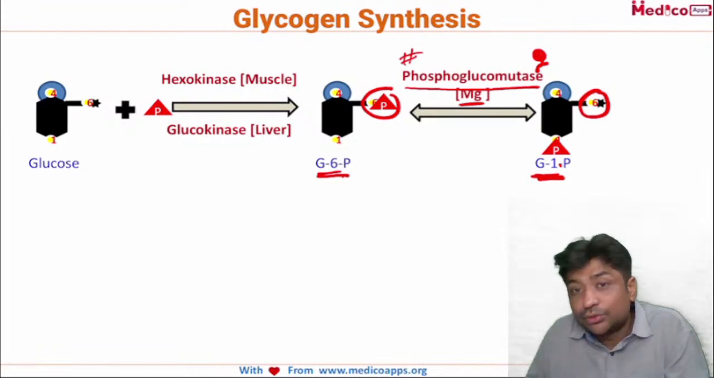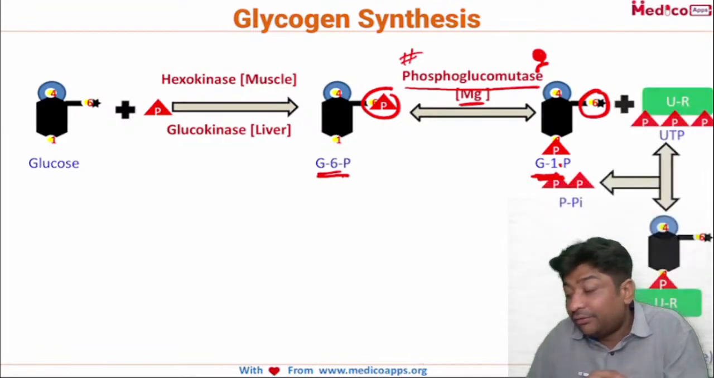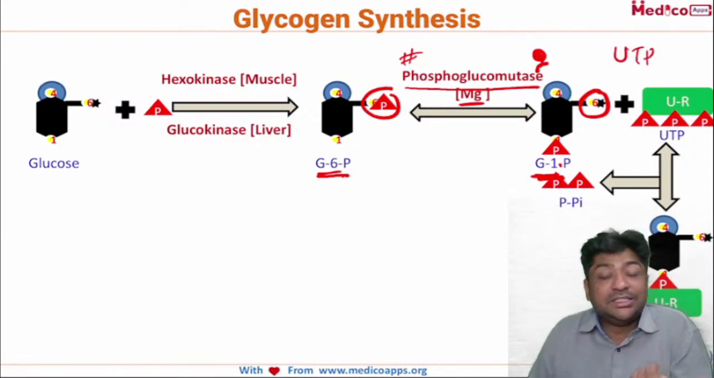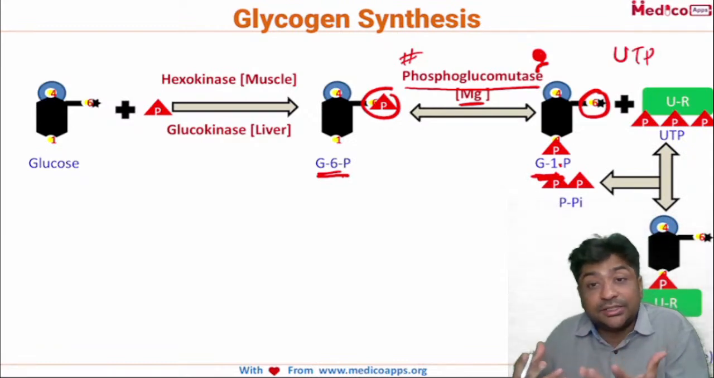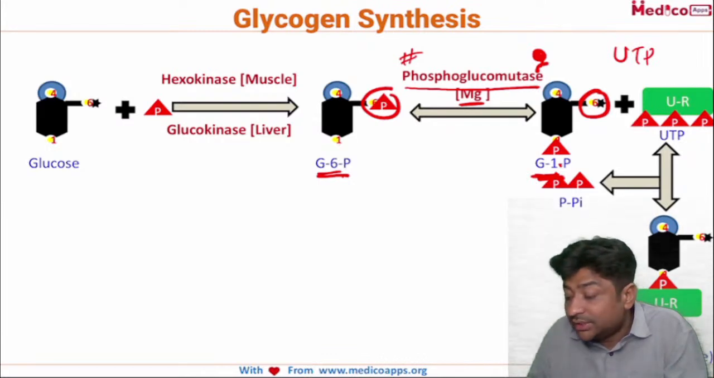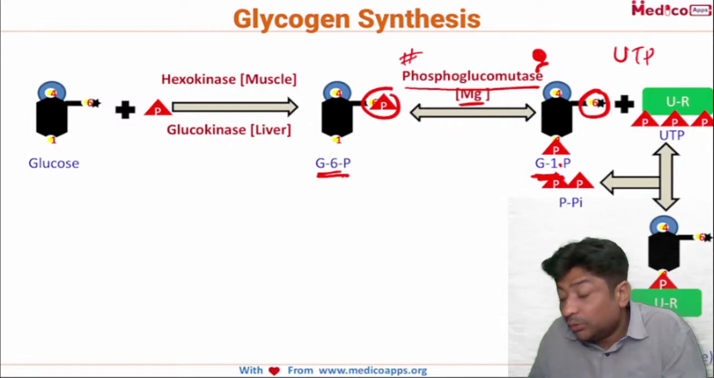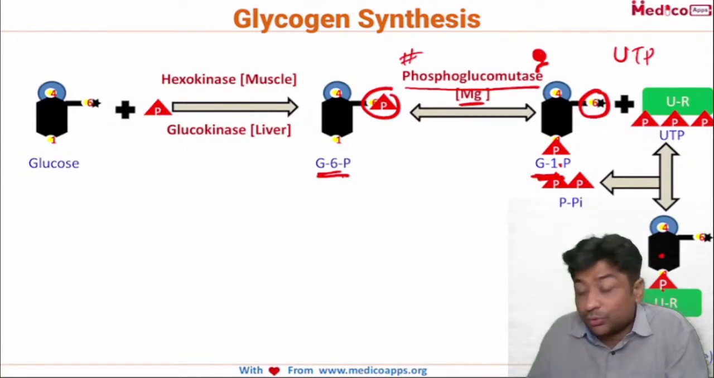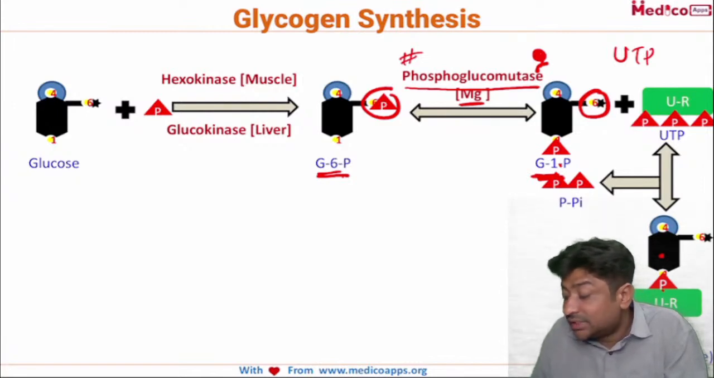So this glucose 1-phosphate will now combine with another rich molecule, that is UTP. We know UTP, GTP, ATP, all these are energy rich molecules. It will remove 2 phosphates and get converted into UDP glucose, which means there are 2 phosphates and glucose. Okay, UDP plus glucose. Now this UDP glucose is an activated glucose.